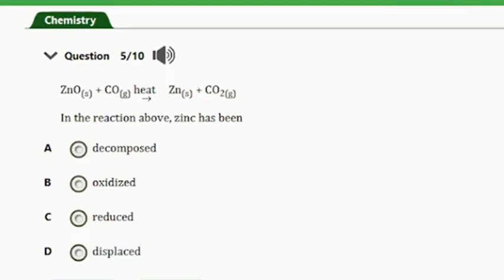Question number 5. It says, in the reaction above, zinc has been A, decomposed, B, oxidized, C, reduced, D, displaced. So guys, looking at this from this equation, remember that oxidation is addition of oxygen and reduction is removal of oxygen. So guys, in this equation given here, you see that oxygen was removed from the zinc oxide here, and this shows a reduction. So that's option C here, and that's the answer to this question.